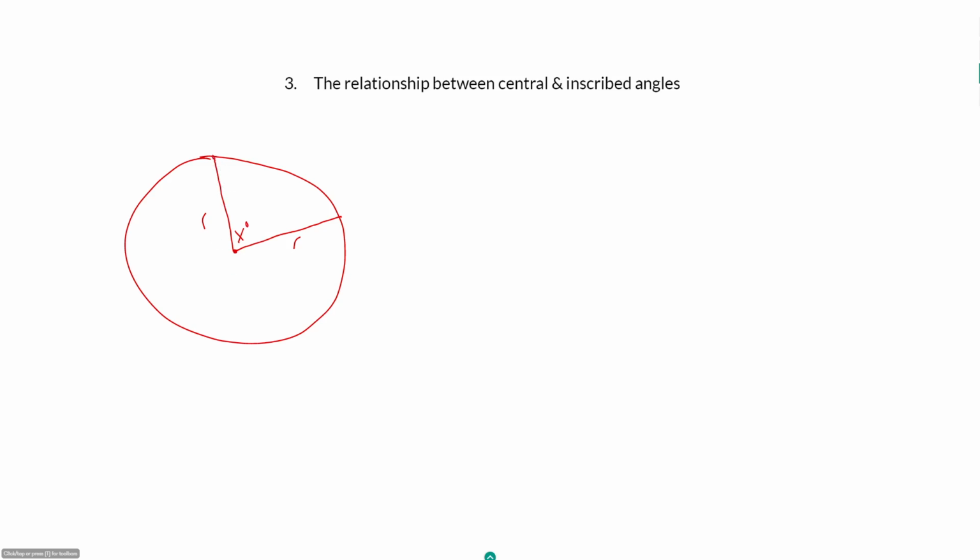Now every central angle is going to have a corresponding inscribed angle. So your inscribed angle intersects your circle at the same points, A and B, we'll say here, but instead of just going to the center, it goes all the way to the end. So what is the relationship between these 2 angles? Your inscribed angle is always going to be half your central angle.